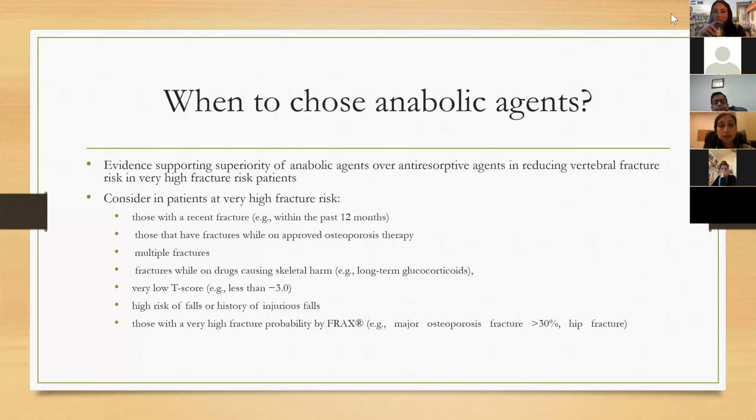When do you want to actually consider these? In patients at very high risk, so if they've had recent fractures, if they've continued to have fractures while they're on other approved osteoporosis therapy, history of multiple fractures, they have very low T-scores, so anything less than -3, or they're high risk of falls, or they have a very high FRAX. Those are times that you can consider choosing these as your initial agents over the bisphosphonates or the denosumab.